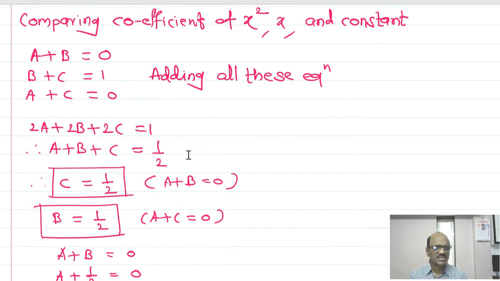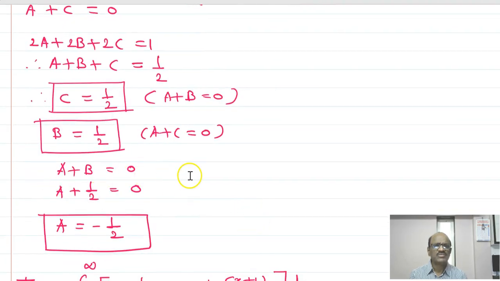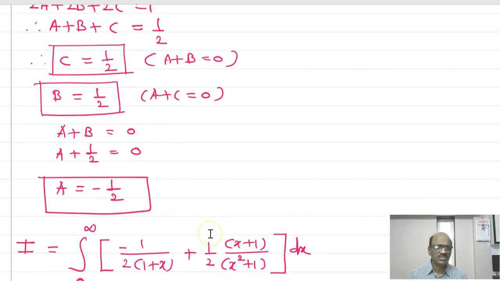Now next, what is A plus B equal to 0? Substitute here. Then you are getting C is equal to 1 upon 2. Since A plus B is equal to 0, B is equal to 1 upon 2. Substitute again the value. Then A plus C is equal to 0. As A plus B is equal to 0, B is 1 upon 2. Therefore, A is minus 1 upon 2.